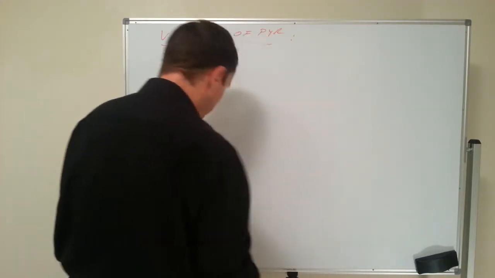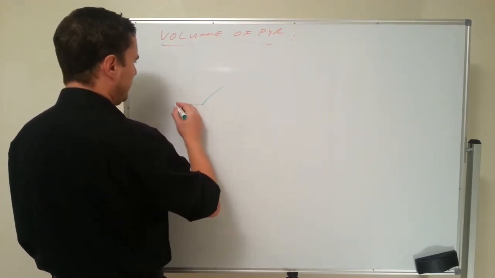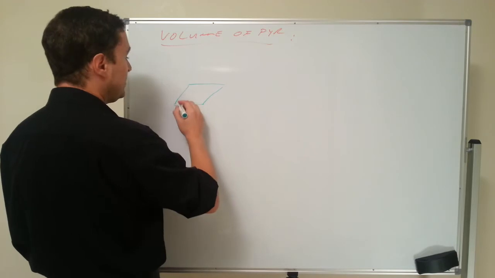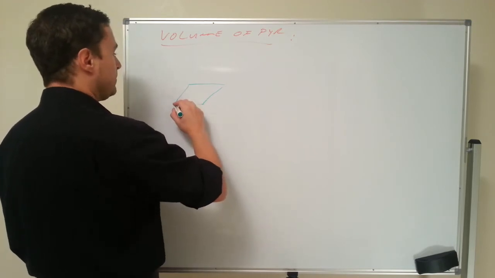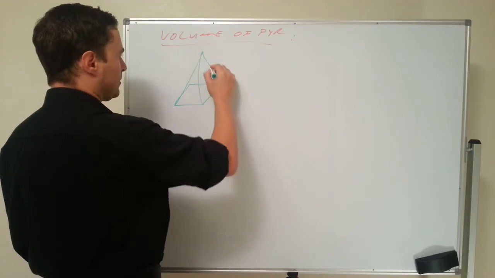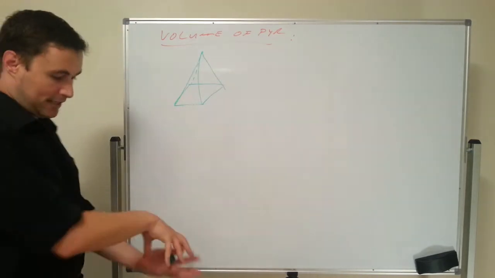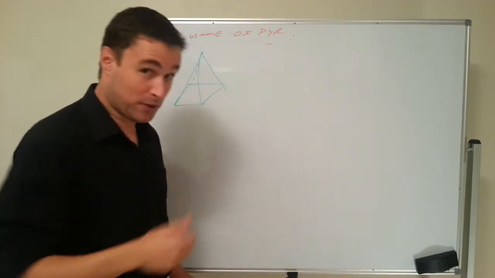So a pyramid, you've seen them before. I don't know how you would ever possibly be able to go through life without seeing a pyramid. There's a square-based pyramid, and it comes up to an apex. From this apex, it comes up from the base. All right, you with me?